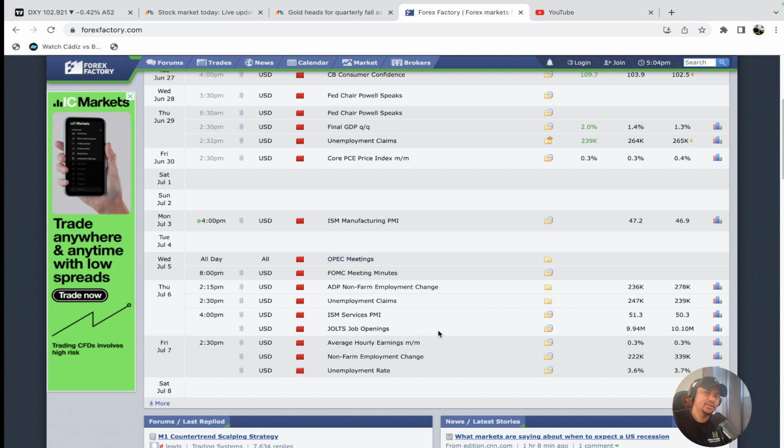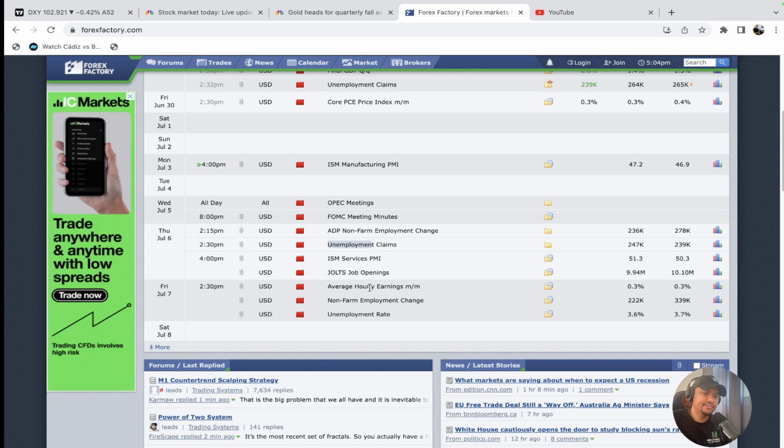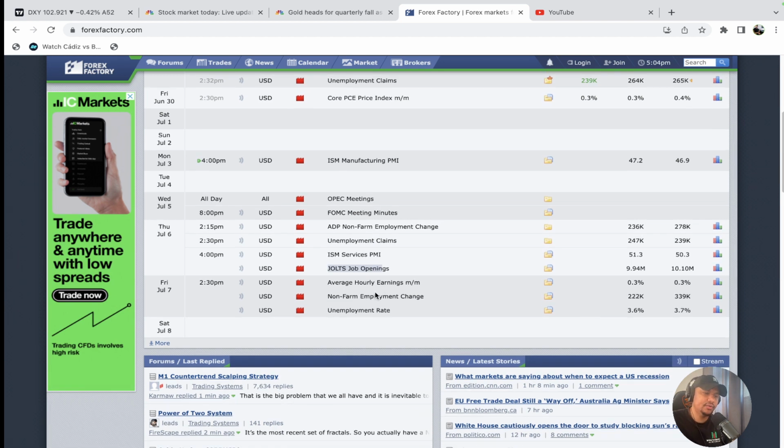We also got ADP, which is Automated Data Processing, for non-farm employment change, which is basically a survey that is conducted, and they use that information to work out the people that were loaded onto the payroll in the non-farming sector. We got some unemployment claims, again people that had filed for unemployment. We've got the ISM services PMI, the purchasing managers index. We also got the JOLTS job openings, which is also a survey conducted, and we got the average hourly earnings, the NFP, and also the unemployment rate.